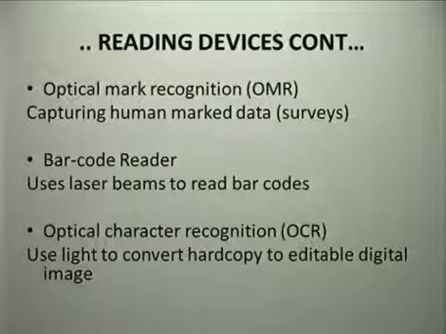Another one, optical character recognition. Now, optical character recognition uses light to convert hard copy into an editable digital image. So what happens is, you get this software onto your computer, and when you scan your image on your scanner, your image comes out as a soft copy on your screen, but sometimes it is not editable.